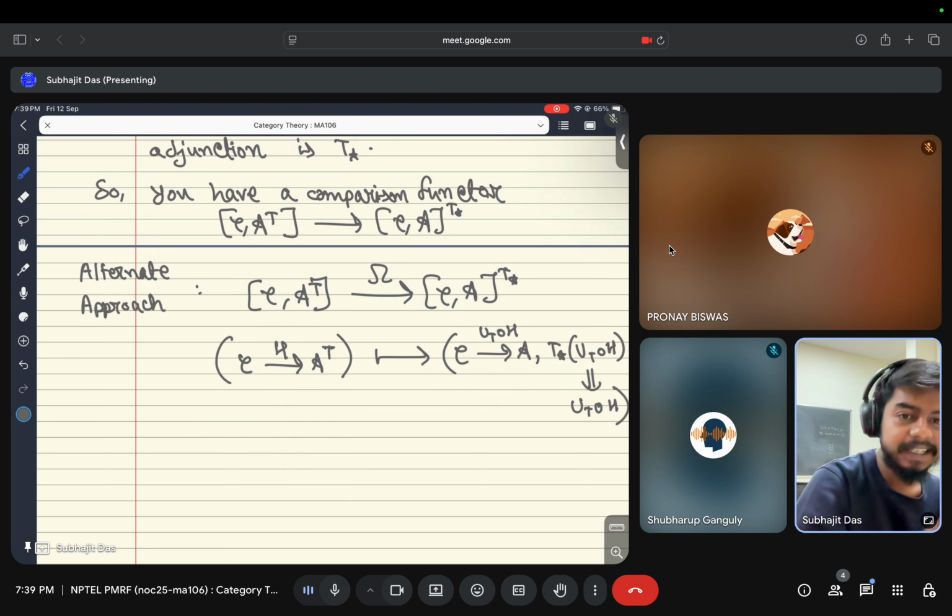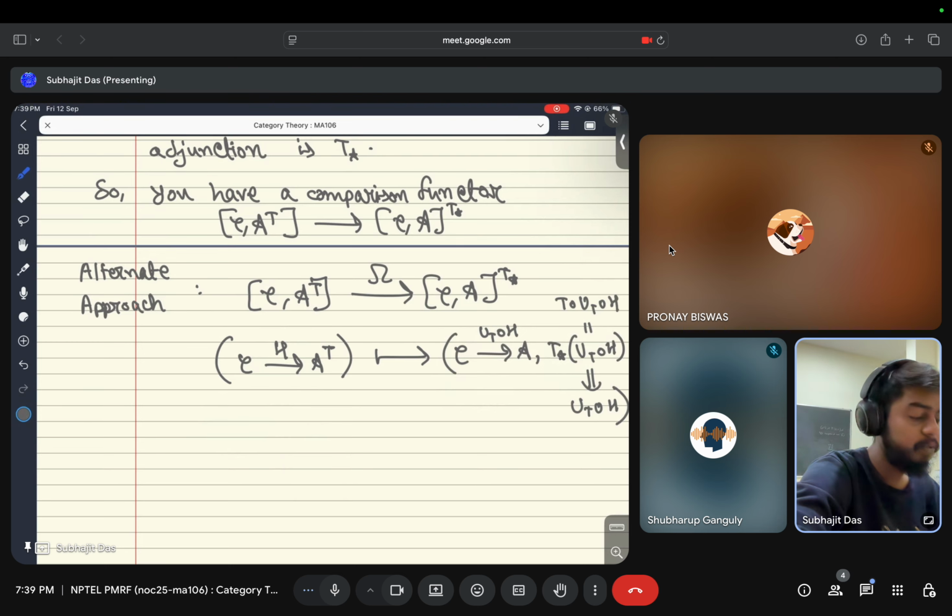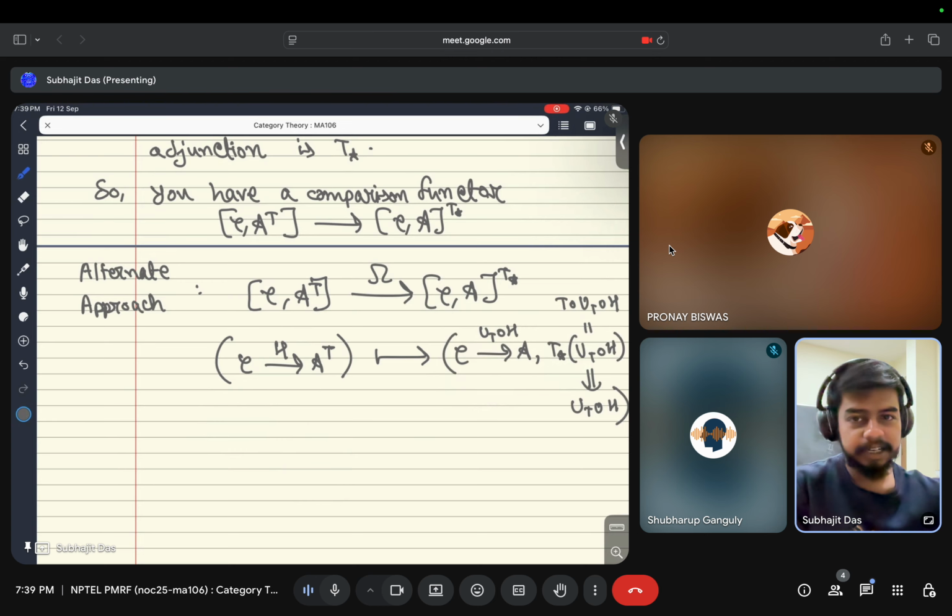So what does T star do? It's just post composing with T, right? So T star of UT composed H can be written as T composed UT composed H. We want something from this to UT composed H. This is a bit tricky, but not that tricky. Again, you can just recall the construction of the comparison functor and write everything down, or we are taking a direct approach. So what is a natural transformation from T composed UT composed H to UT composed H?